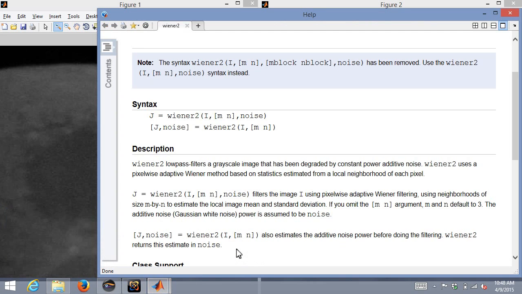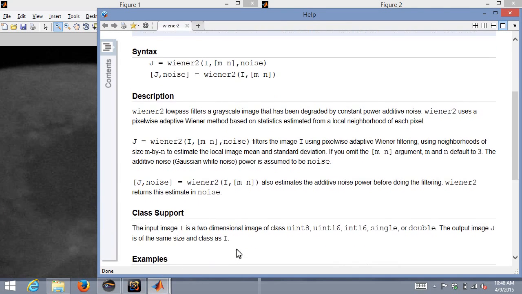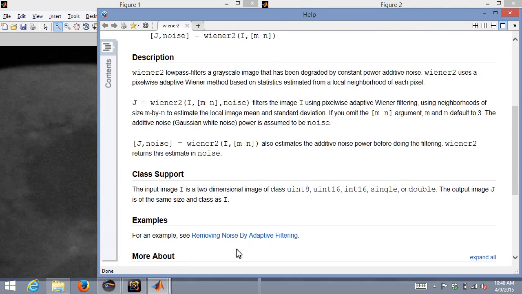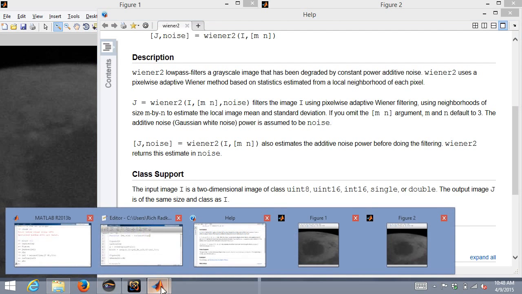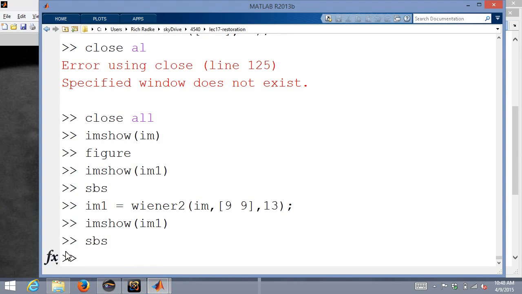in here. And I wonder if there's a command I can say to Wiener 2 to be a little bit more gentle. Or maybe I used a window that was too big. So let's try what would happen if I used a smaller window.